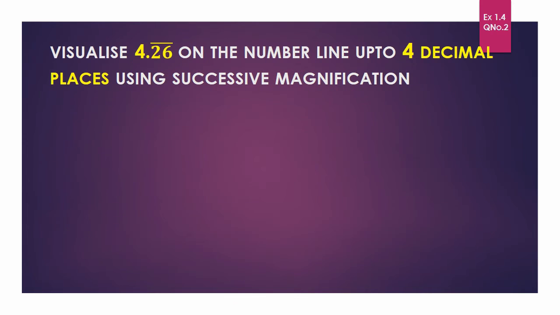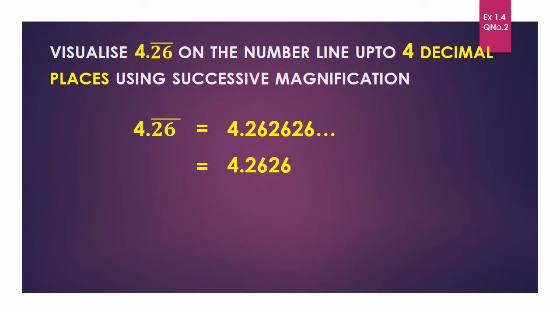Let's discuss the second problem. Exercise 1.4 question number 2. Visualize 4.26 with bar over 26 on the number line up to 4 decimal places using successive magnification method. See, 4.26 with bar over 26 is a non-terminating repeating decimal. So you can write this as 4.26, 26, 26 and so on. So we have to write this number up to 4 decimal places. So 4.2626. Clear, children?